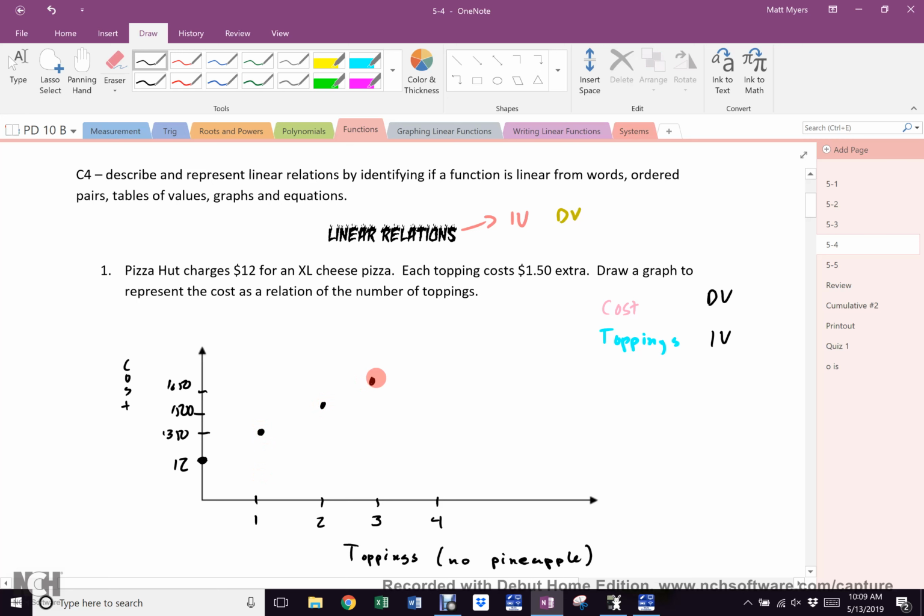What is the cost of a 4-topping pizza? $18. Why? Don't answer that, because that is the answer to today's lesson. You know that it is 18 because for every increase in 1 topping, you increased $1.50 in cost. $1.50.